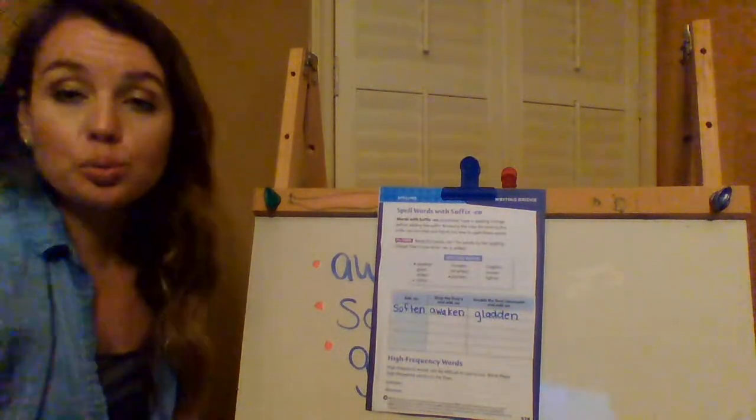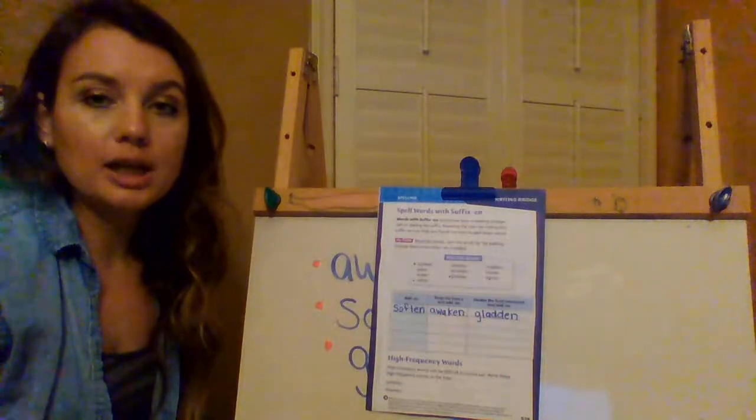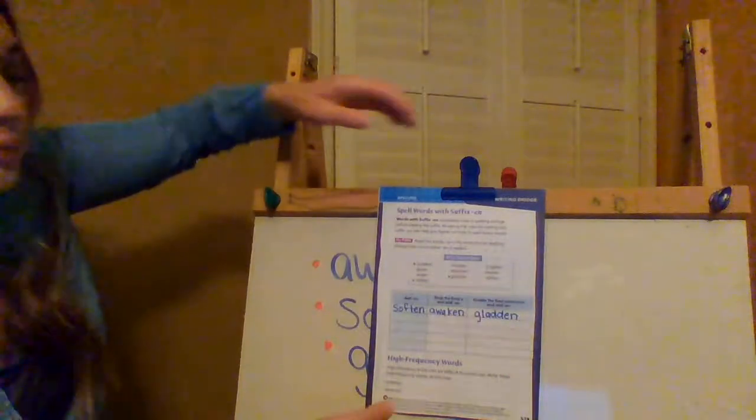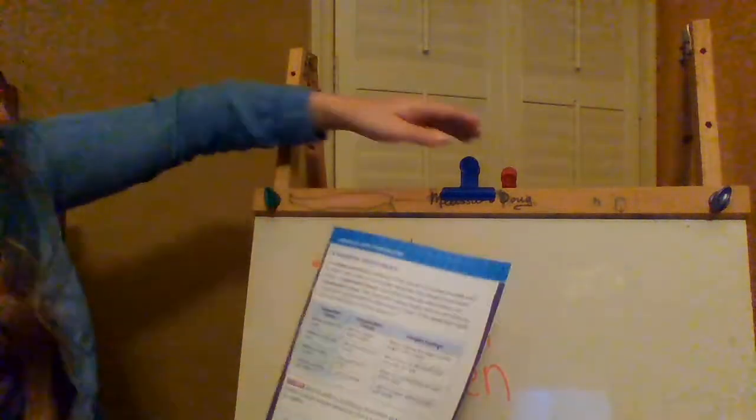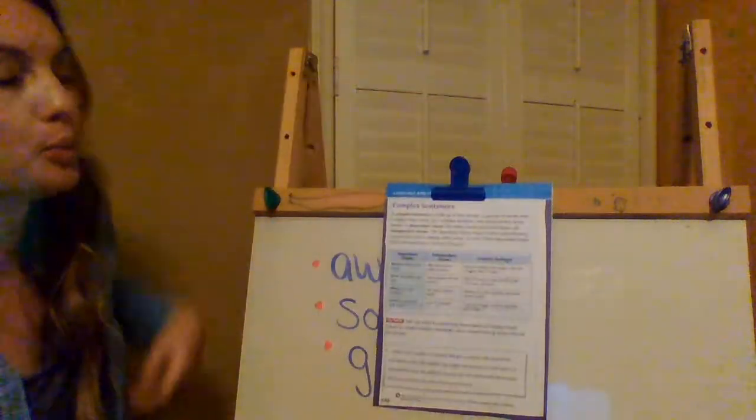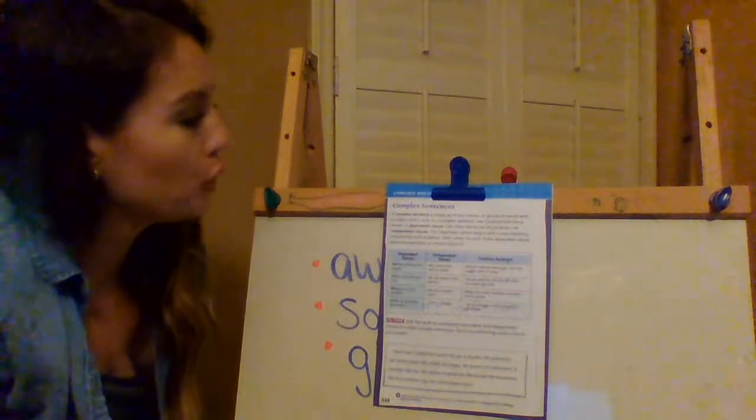And the next one is direction. You would write direction 3 times. Okay? That's what you do with this one. And then you're going to turn it over, and we're going to talk about complex sentences, boys and girls. This is your last one for reading.